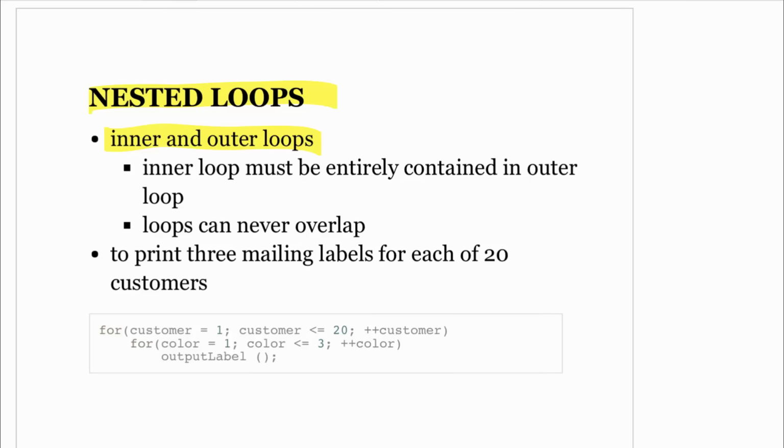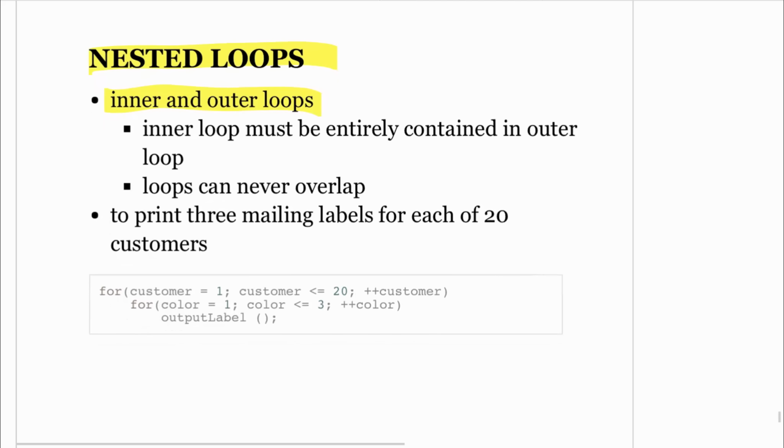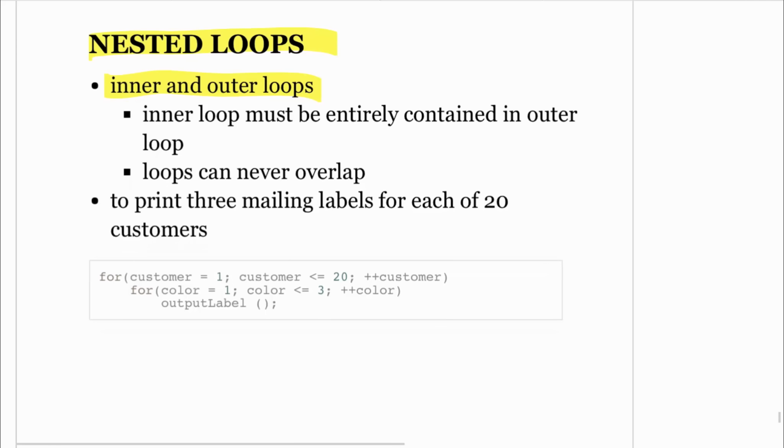So we'll show you an example here at the bottom. In this example, let's say you're working at some kind of printing company, and you have orders for certain labels that you want to print out. But you want to print out 3 different colors of mailing labels for 20 different customers. So you can write a loop within a loop. The first loop, this outer loop, is for the customer. So you want to loop through each customer.